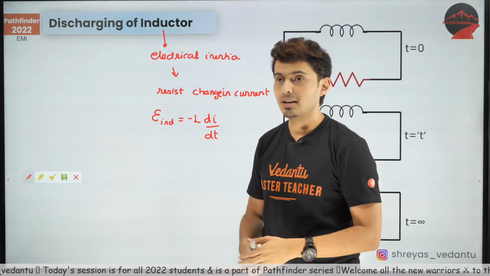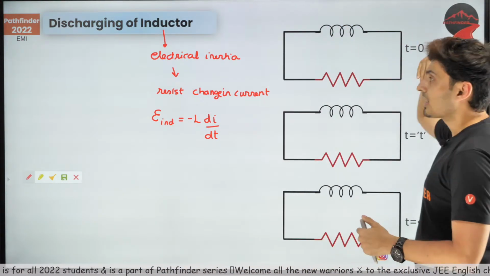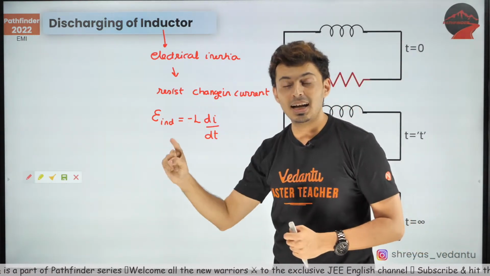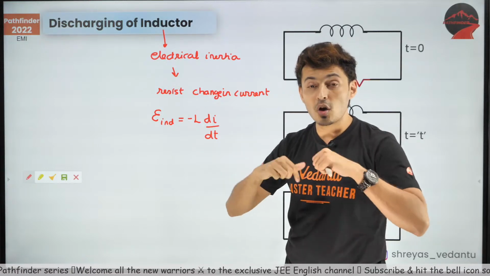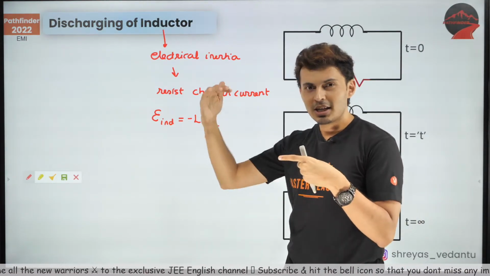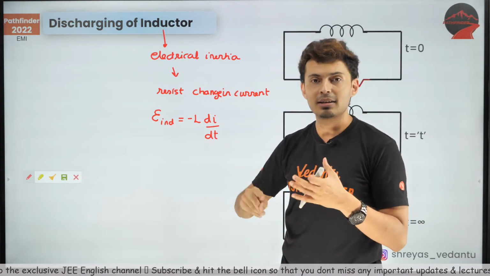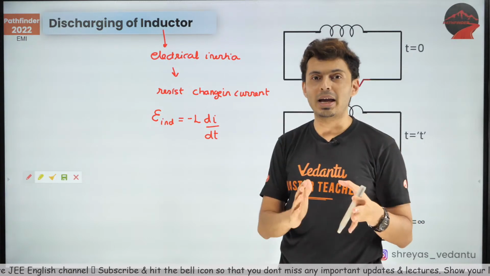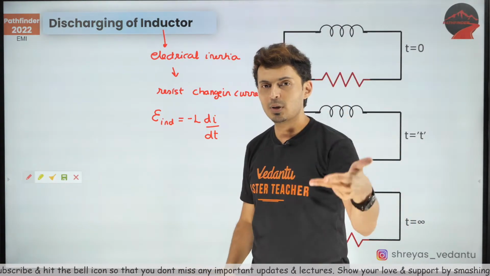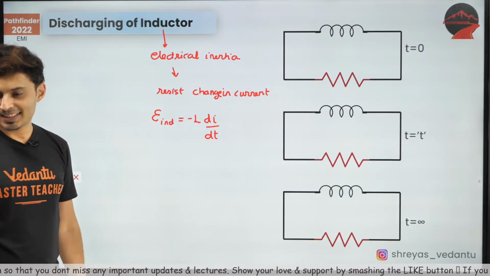So what just happened? If there was current flowing in an inductor and resistive circuit, the current does not die out instantly. Why? Because that current's decrease is opposed by the inductor. It will create a back EMF, induced EMF. It will say the current cannot die down so easily. It will help it, and the current will take a long time to actually become zero. We are going to find out the equation, we are going to draw the graph, and we are going to see all the other things associated with it. Okay, let's get going.